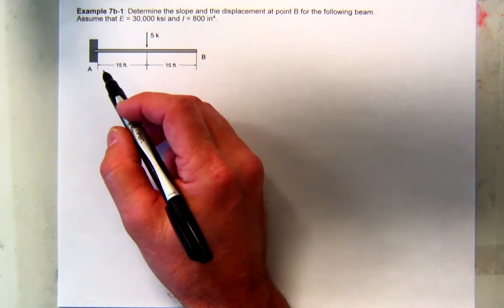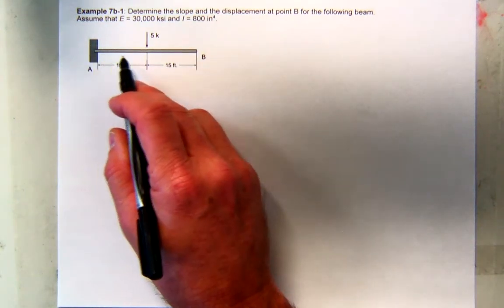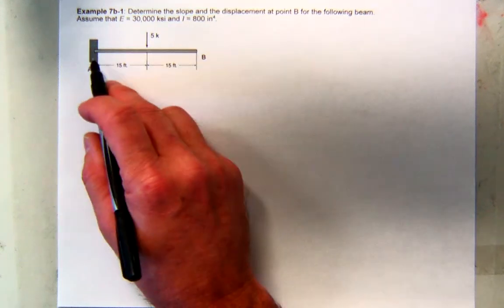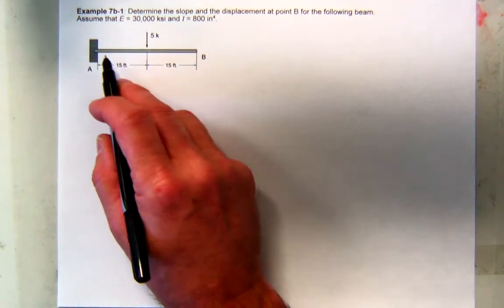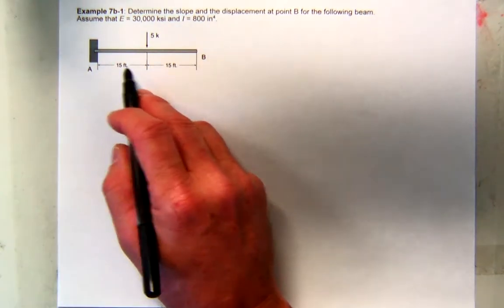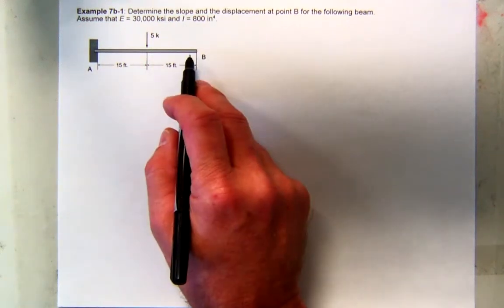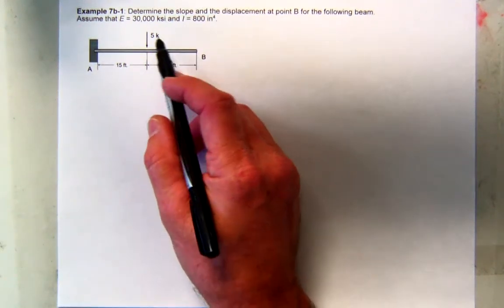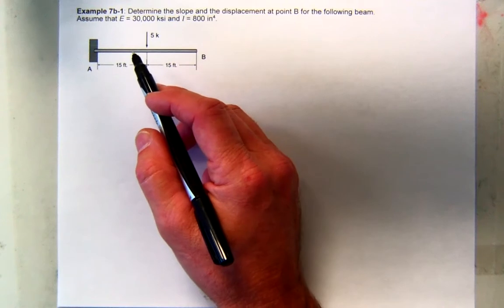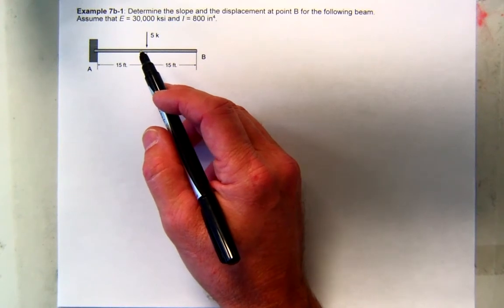For direct integration, could you write a single moment expression that was valid for the whole structure? Not really. You'd have to write one good for the first 15 feet and then a second one. Each of those would generate 2 integration constants, so you'd have to do some kind of matching at the middle. I mean, you can do it. It would not be terribly hard.